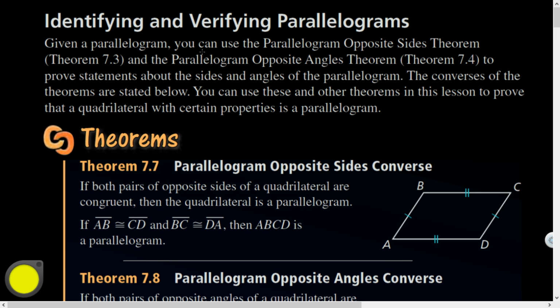So here we go. It says, given a parallelogram, you can use the parallelogram opposite sides theorem and the parallelogram opposite angles theorem to prove statements about the sides and angles of the parallelogram. The converses of the theorems are stated below. You can use these and other theorems to prove that a quadrilateral with certain properties is a parallelogram.